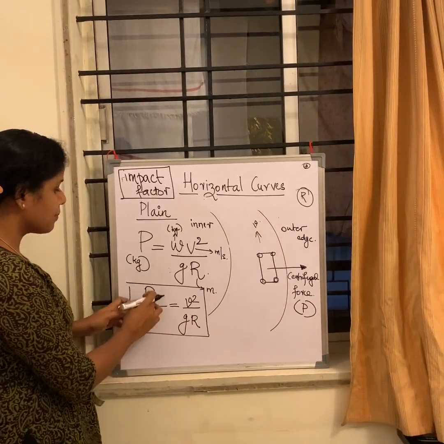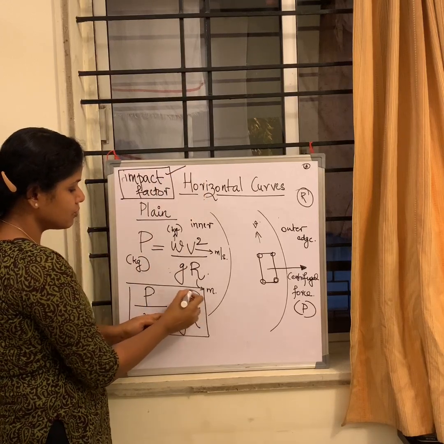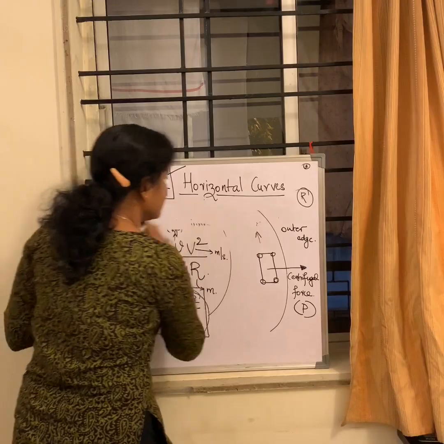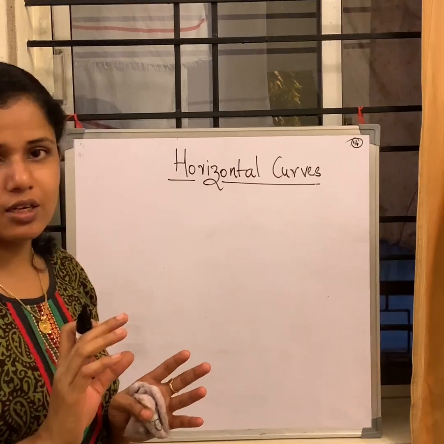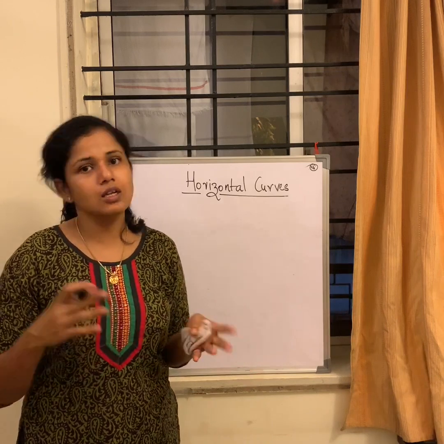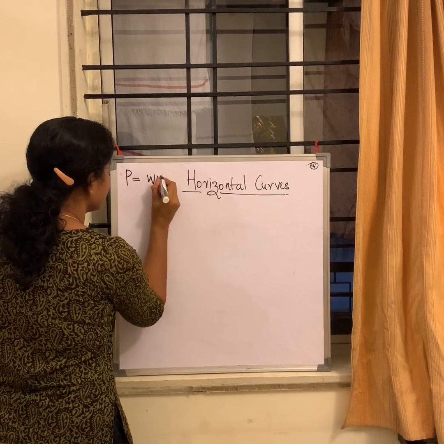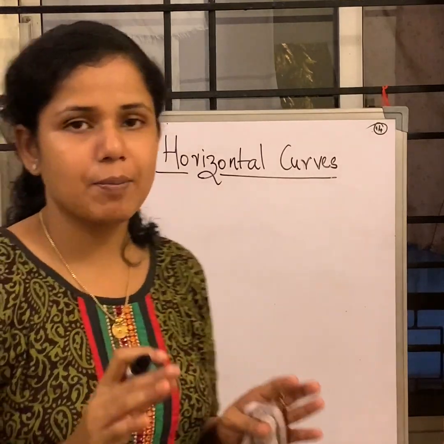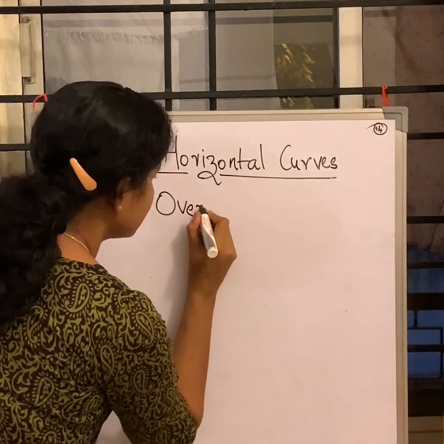Okay, so I hope this is clear. P by W, you can either call it an impact factor or centrifugal ratio, and it is equal to V square divided by GR. Now, let me quickly erase this. So we understand that on a circular path, a vehicle experiences centrifugal force and has a tendency to either overturn or skid, and the centrifugal force equation is P is equal to W V square divided by GR. Now let's understand when overturning happens and when skidding happens. First, let's consider the case of overturning the vehicle.